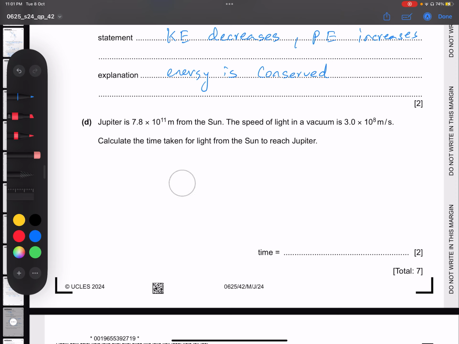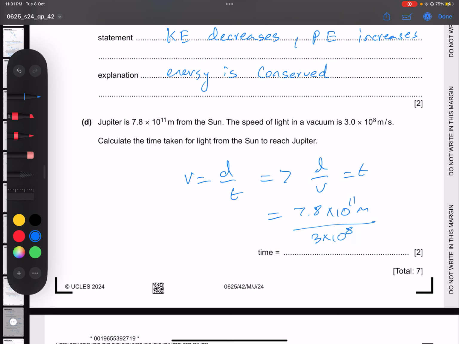So that's just V equals D by T. We know V, we know D, so D by V is equal to T. 7.8 into 10 to the power 11 meters divided by 3 into 10 to the power 8, which is just 2.6 into 10 to the power 3 seconds.